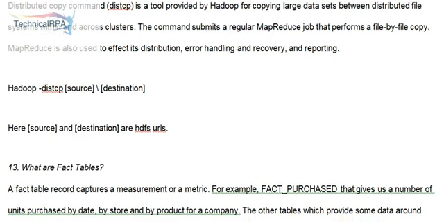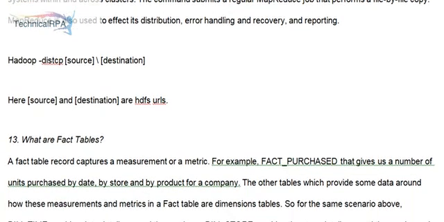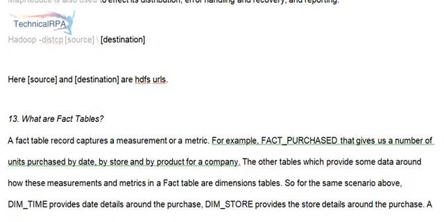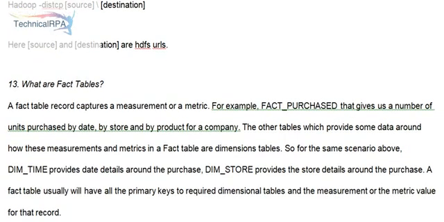13. What are fact tables? A fact table record captures a measurement or a metric. For example, fact_purchased that gives us a number of units purchased by date, by store and by product for a company.